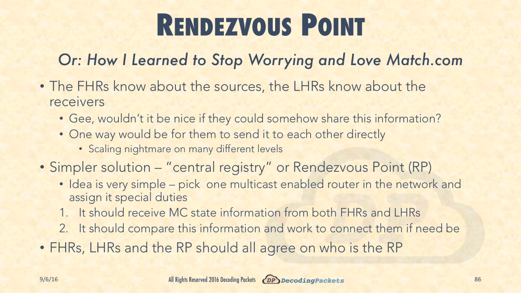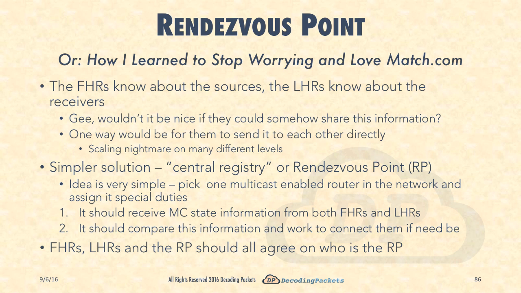It is also called the RP, and for the rest of the lecture you may not hear me say the word rendezvous anymore because of obvious reasons. So RP from this point on. And what is the idea? It's extremely simple. Pick a single multicast router in your network. The only stipulation here is that the router should be multicast enabled. It should be part of the network. It should be connected to the other routers in the network and running a multicast routing protocol.